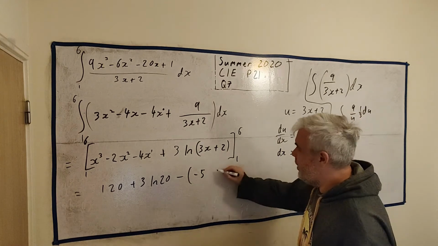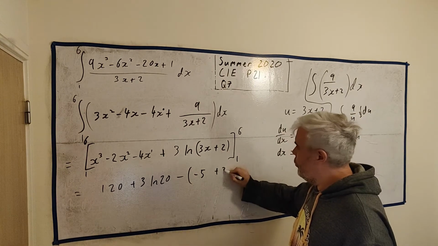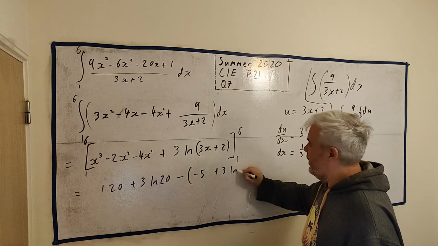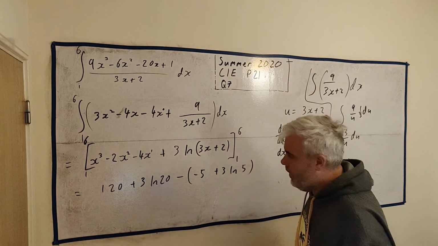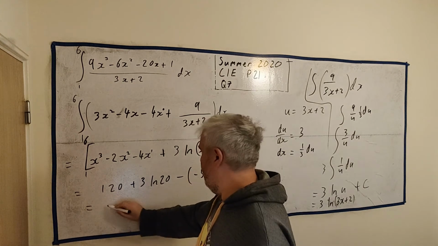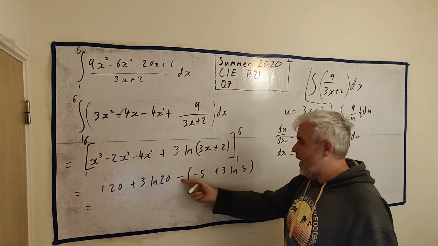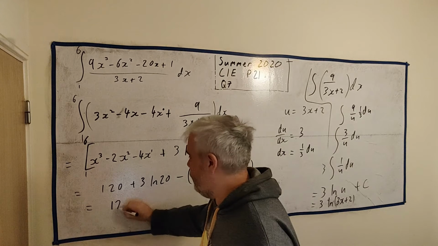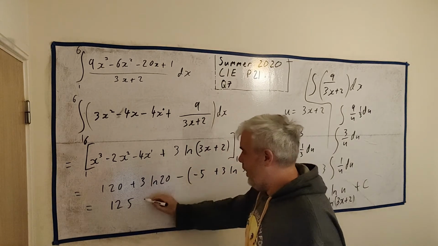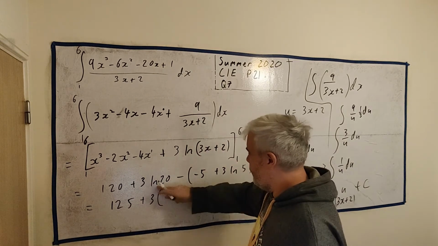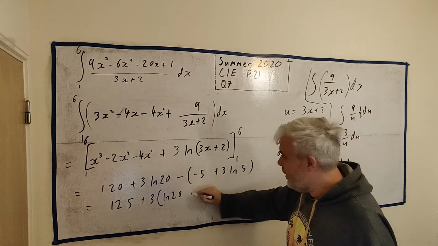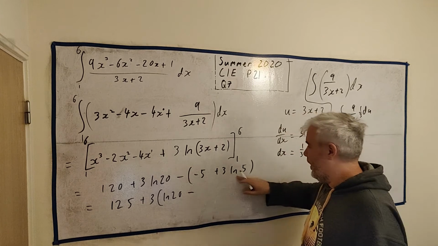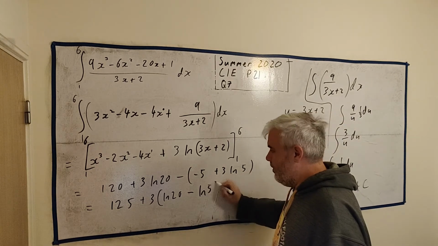Yeah, that's easy to do actually. And then I'd get plus 3 times natural log of 3 plus 2 is 5. We can clean this up a lot here. We get 120 minus 5 is 125. And let's see, we have 3 times the natural log of 20. And we also have, minus 3 times the natural log of 5.